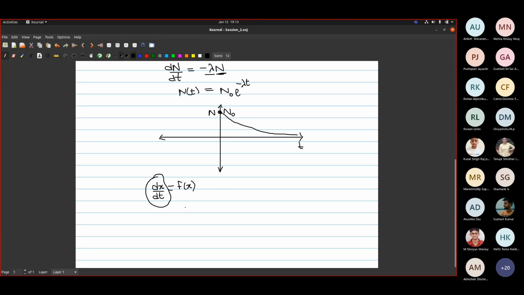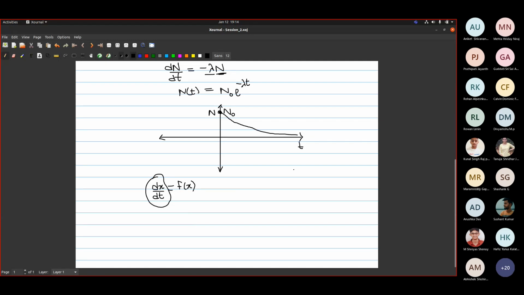What is the derivative? Can someone tell me? What is a derivative mathematically? It's the slope of the tangent. Yeah, the slope of the tangent.